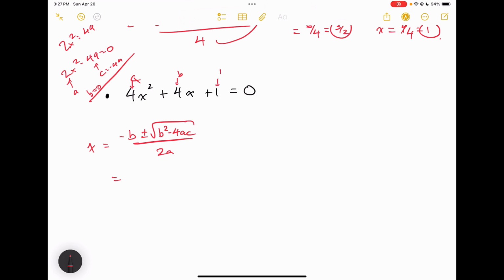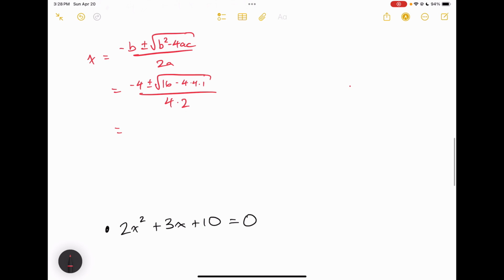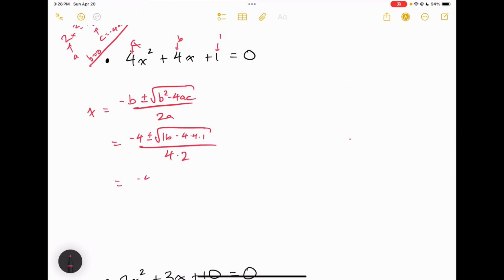So let's replace. Negative b will be negative 4, plus or minus the square root of b squared is going to be 4 squared, 16, minus 4 times a, which in this case is 4, times c, which is 1, all divided by 4 times 2. Negative 4 will remain the same, plus or minus the square root of 16 minus 4 times 1, which is also 16, divided by 8. So negative 4 plus or minus 16 minus 16 is 0 over 8.